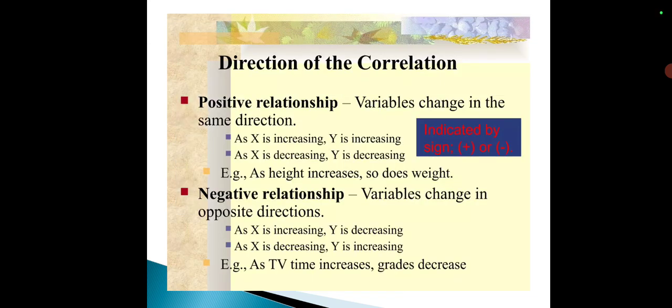Next, negative relationship. The variables change in the opposite direction. As x is increasing, y is decreasing; they move in opposite directions. As x is decreasing, y is increasing. This is a negative direction, where the variables change in the opposite direction.